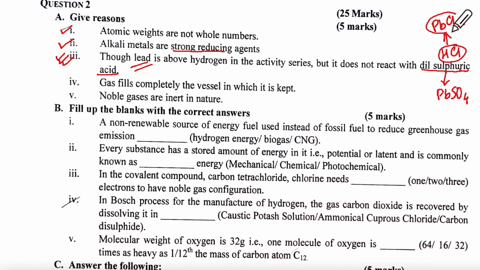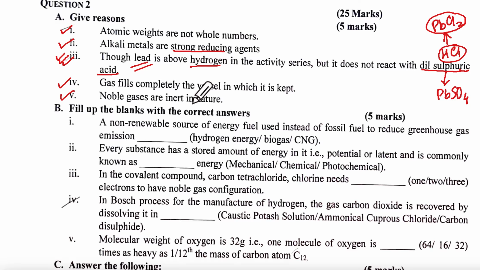PbCl2, which is again forming an insoluble coating, and the reaction stops. So if the reaction stops, we cannot collect hydrogen. Correct? We come to this. Gas completely fills the vessel in which it is kept. This again is the learning work in your gas laws.